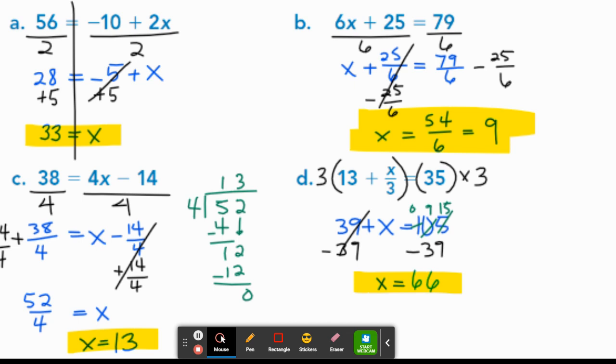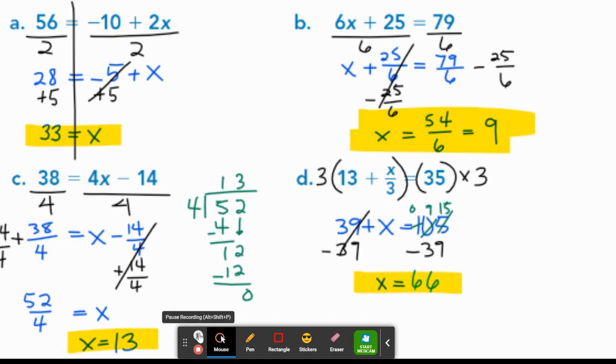25 divided by 6 doesn't give me a whole pretty number, so I left it improper, 25 over 6, and then also 79 divided by 6 doesn't give us a pretty whole number, so I kept it as 79 over 6. Then I was able to subtract 25/6 from both sides, which gave me 54/6, and that simplifies to be 9.